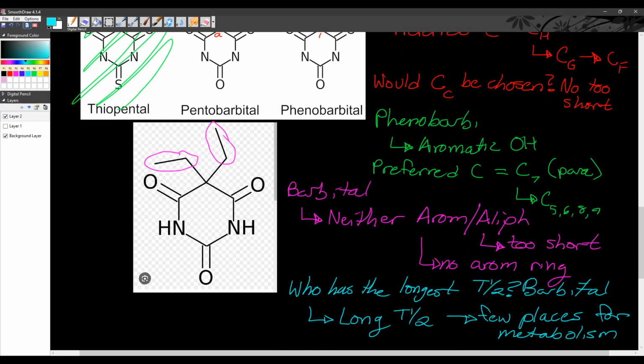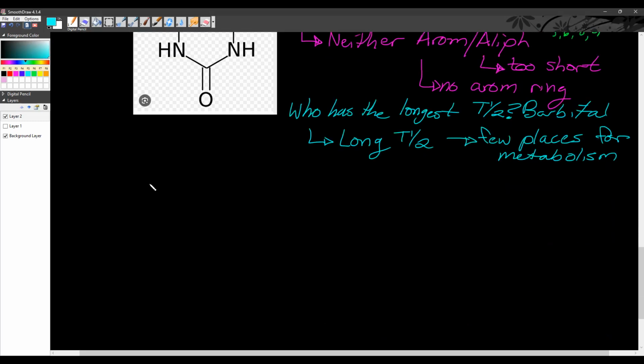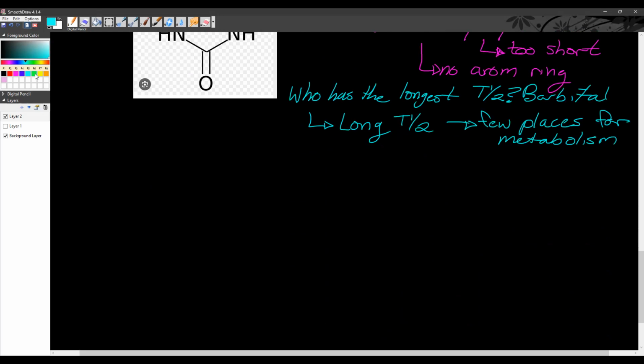Is there a preference for longer half-life of aliphatic over aromatic? There are some things that determine it, but you don't have to know it for this exam. You will learn it on later exams. All right, let's keep moving along.